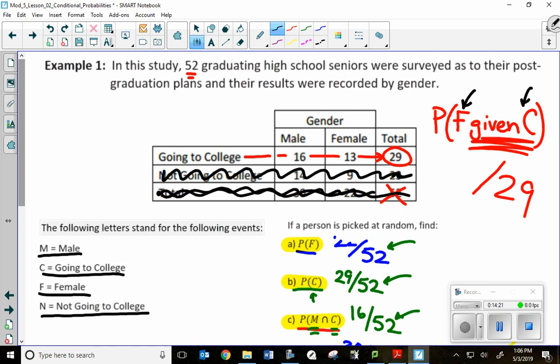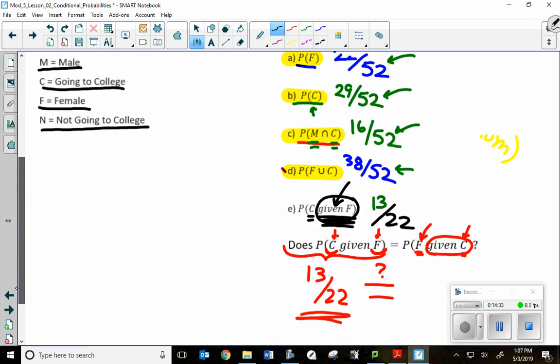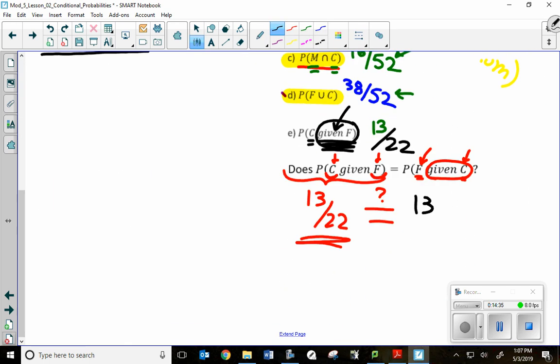All right, well, here's all the group going to college. These are the males. I don't want them. These are the females that are going to college. So it is 13 out of 29. So when I come back down here, this is 13 out of 29. Are they the same? No. So does P of C given F equal P, the probability of F given C? No, it doesn't.